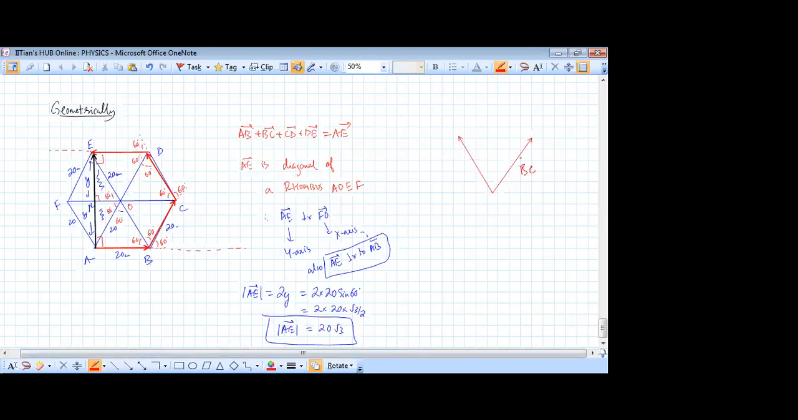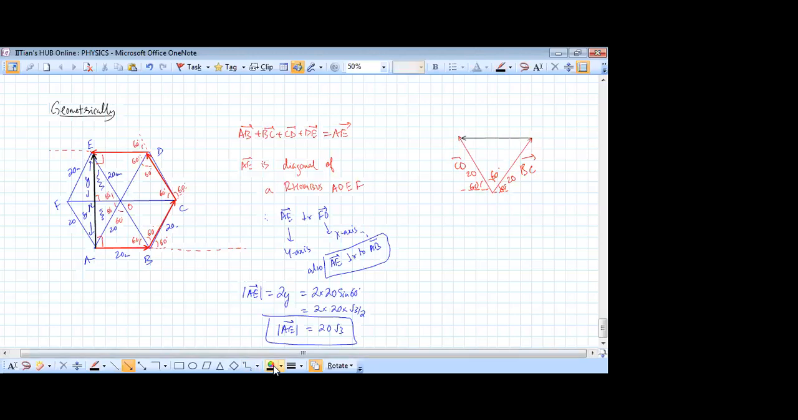So this is your BC, which is 20. And this angle is 60. This is CD, which is also 20. And this angle is 60. That means this angle is also 60. So your CD minus BC will become this vector.